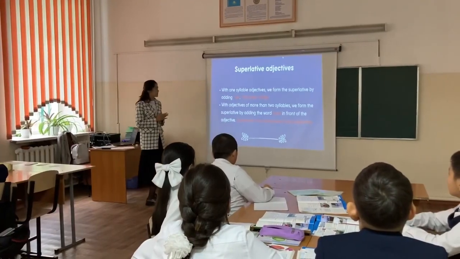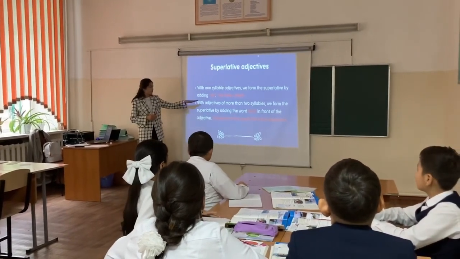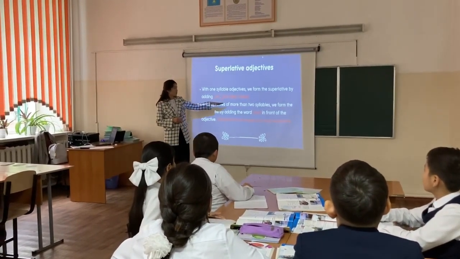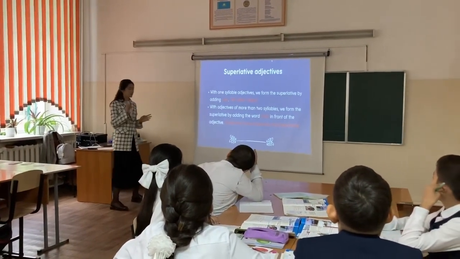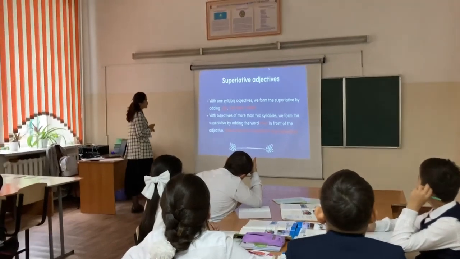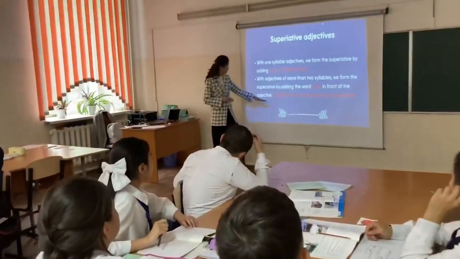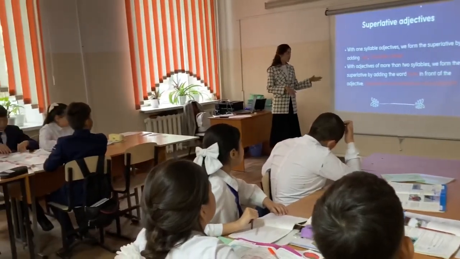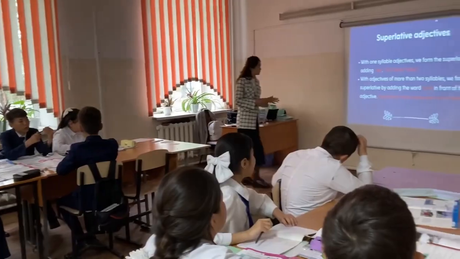With 1 syllable adjectives, we form the superlative by adding est. For example, tall, taller, the tallest. Next, with adjectives of more than 2 syllables, we form the superlative by adding the word most in front of the adjective. For example, expensive, more expensive, and the most expensive.